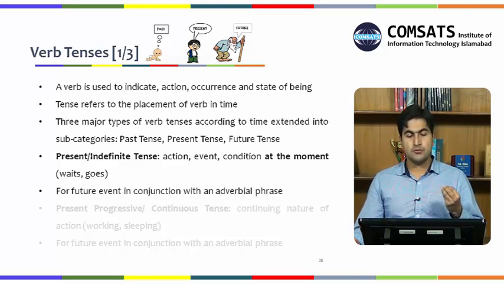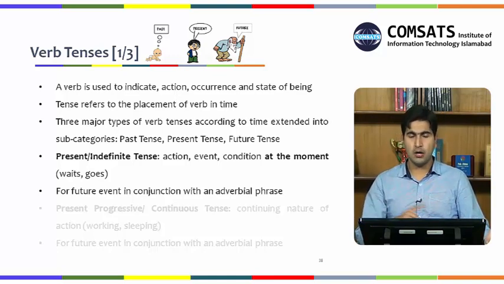For future, you have to place an adverbial phrase as well, such as "The train goes in a few minutes" or "The train leaves in 10 minutes." In this way, the adverbial phrase is also there with which you can refer to a future event as well. But without it, you won't be able to, and the sentence will be considered incorrect.